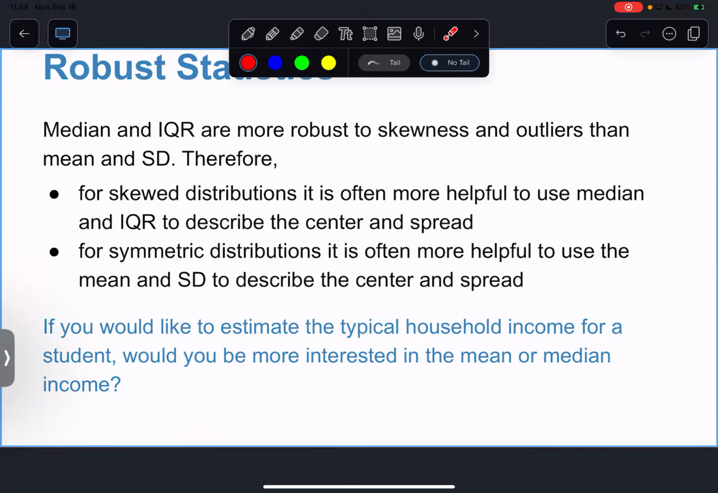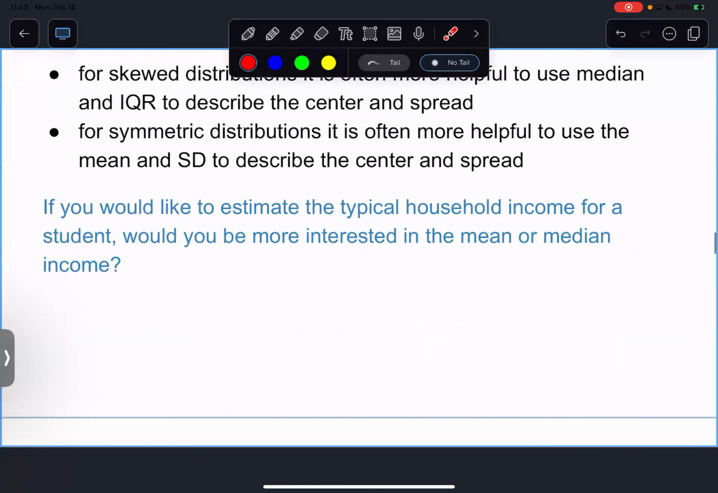Recap. So here's a little question. If you want to estimate the typical household income for a student, would you be more interested in the mean or the median income? Remembering that anytime there's money involved, it's typically skewed, right? Especially things like household income.